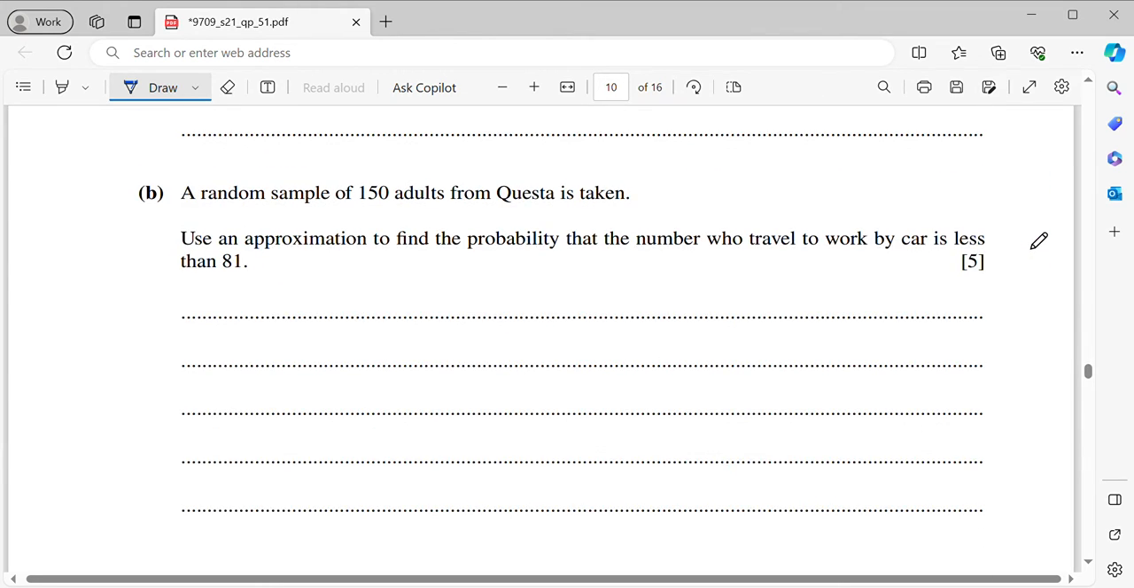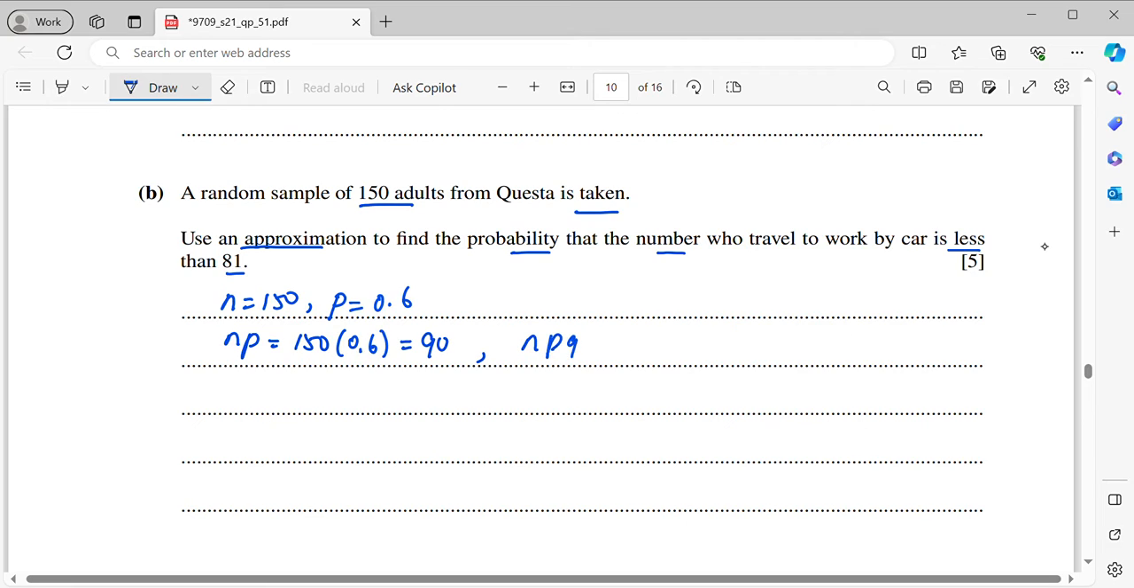Now for part B, a random sample of 150 adults is taken. Use an approximation to find the probability that the number who travel by car is less than 81. Okay, so from here, your N is 150. Again, our P remains as 0.6. So when you calculate the NP, it will be 150 times 0.6. I will be getting 90. And then the NPQ is going to be 90 for my NP, then times my Q. That means the Q is 0.4. So when you times by 0.4, this is going to be 36.